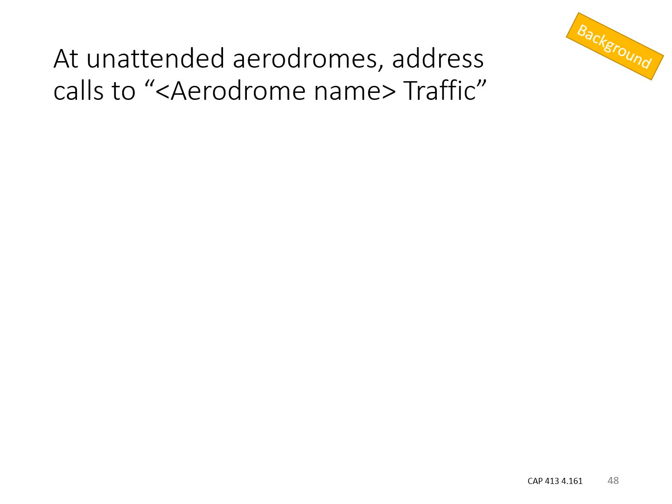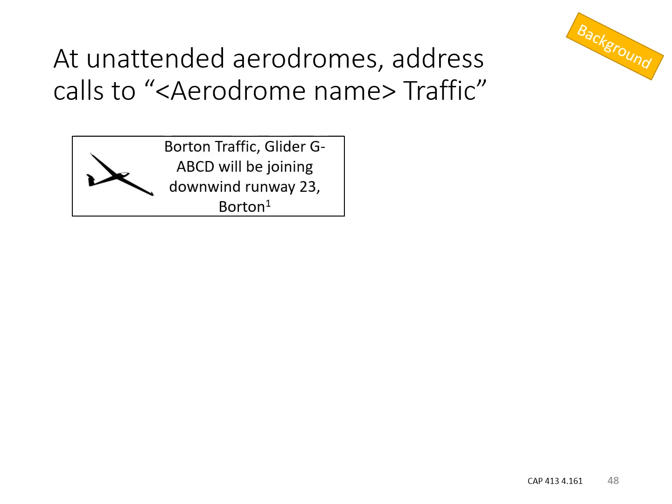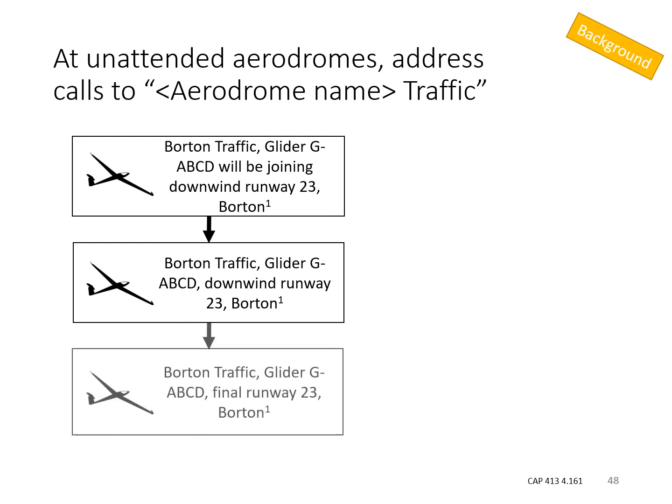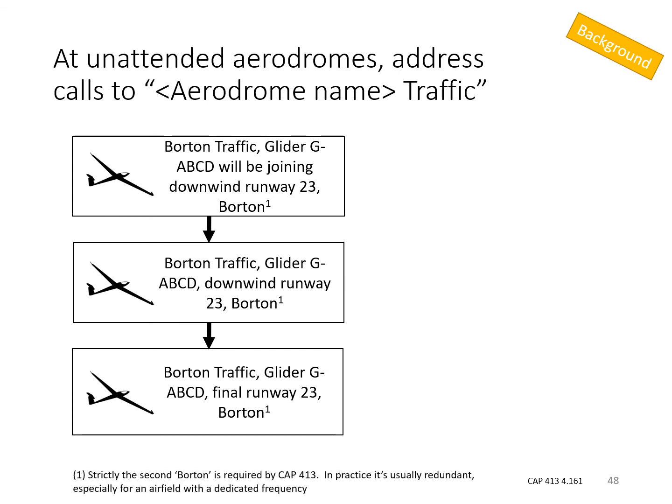Let's look at the format of a call to an unattended airfield. Here's what it looks like for Safetycom. "Borton traffic, glider Golf Alpha Bravo Charlie Delta will be joining downwind runway 23 Borton." "Borton traffic, glider Golf Alpha Bravo Charlie Delta downwind runway 23 Borton." "Borton traffic, glider Golf Alpha Bravo Charlie Delta final runway 23 Borton." For an airfield with a dedicated frequency, the use of the airfield name after the runway is probably redundant.